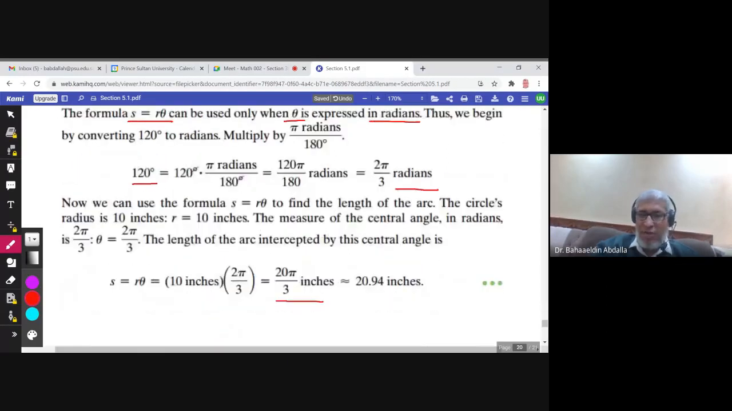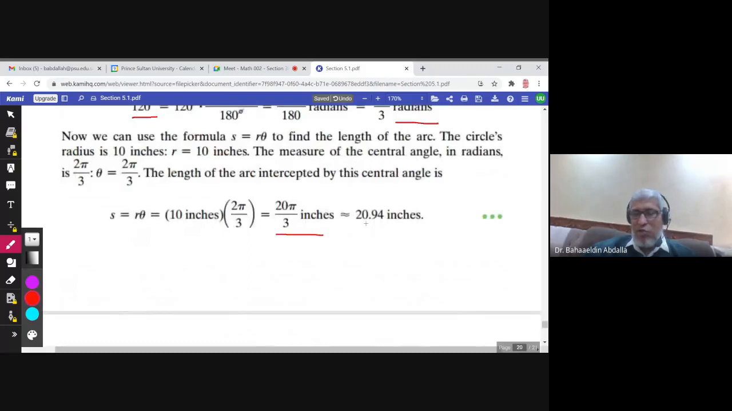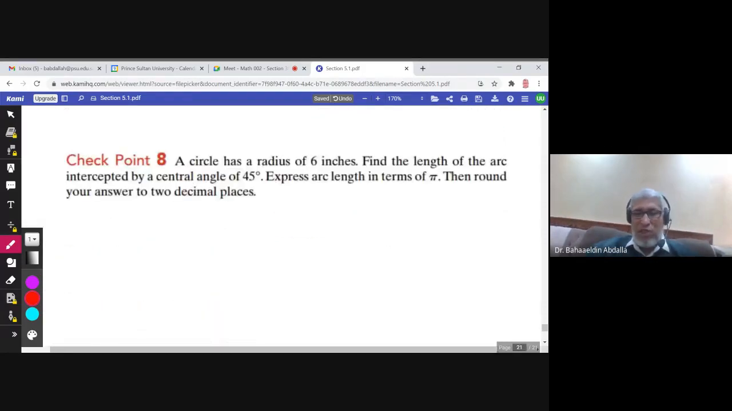He did not say approximate. If he says approximate to 2 decimal places, we can use the calculator, and this would be the answer. This is the length of the arc, 20.94 inches.